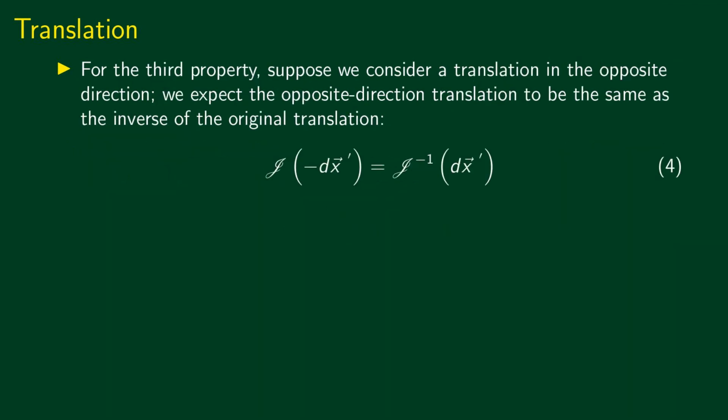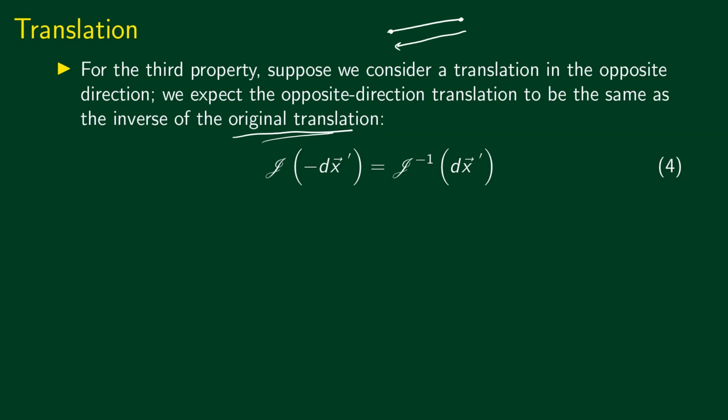Now, the third property is this. Suppose we consider a translation in the opposite direction. We expect the opposite direction translation to be the same as the inverse of the original translation. So initially, I make a translation in this direction. The inverse translation would be to make it in this direction.